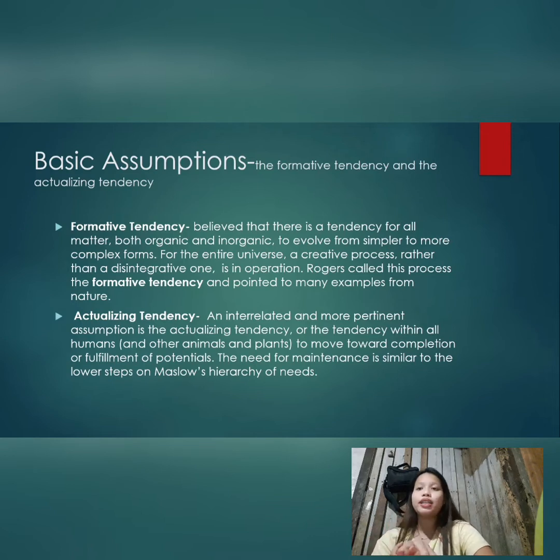The second one is actualizing tendency. An interrelated and more pertinent assumption is the actualizing tendency, or the tendency within all humans and other animals and plants to move toward completion or fulfillment of potentials. The need for maintenance is similar to the lower steps on Maslow's hierarchy of needs.